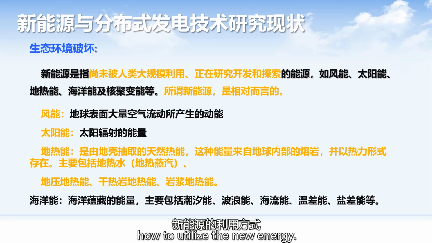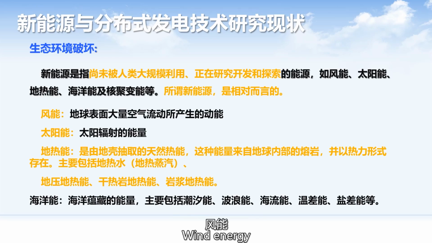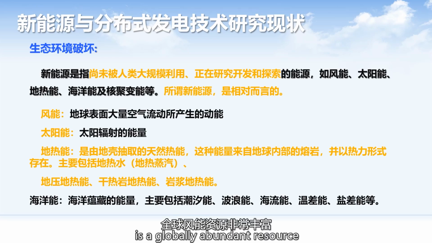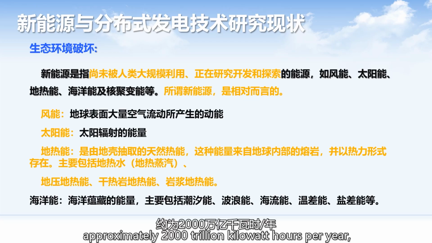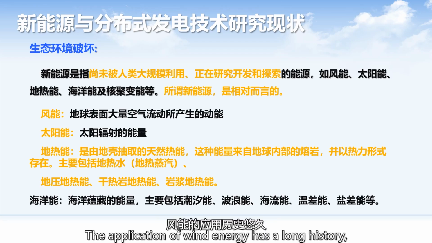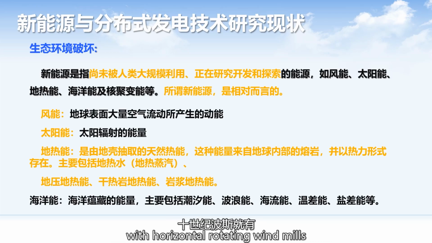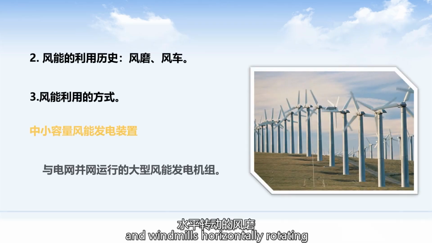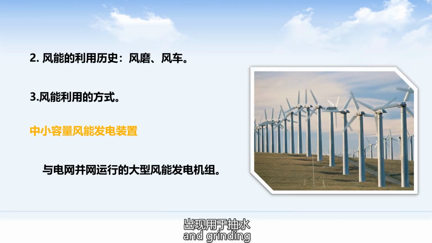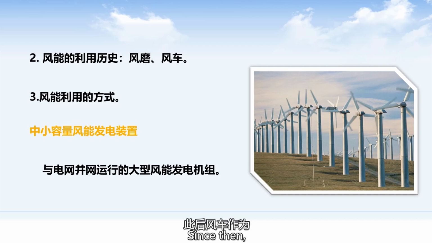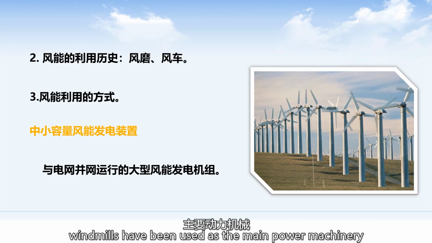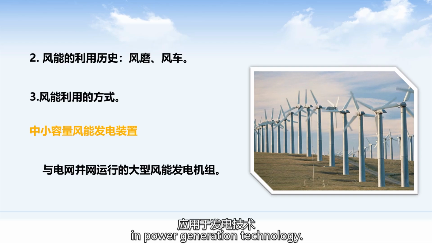Next, we will learn how to utilize the new energy. Wind energy is a globally abundant resource, with a theoretical reserve of approximately 2,000 trillion kilowatt-hours per year. The application of wind energy has a long history, with horizontal rotating windmills in Persia in the 10th century, and windmills used for pumping and grinding appearing in Europe in the 12th century. Since then, windmills have been used as the main power machinery in power generation technology.